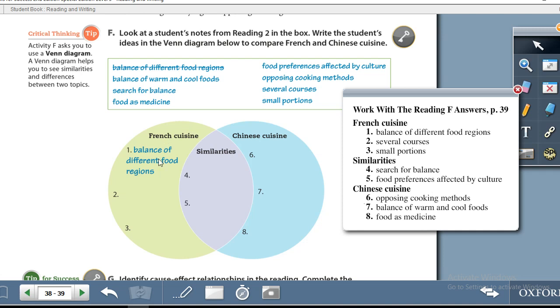So both French cuisine and Chinese cuisine, their similarities are they search for balance. They both search for balance. They both have food preferences affected by culture. So both French cuisine and Chinese cuisine, their food preferences are affected by culture.